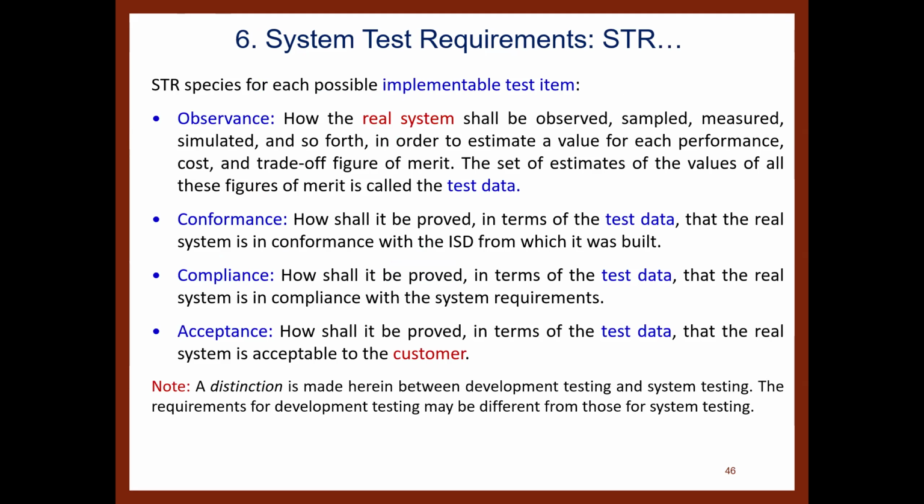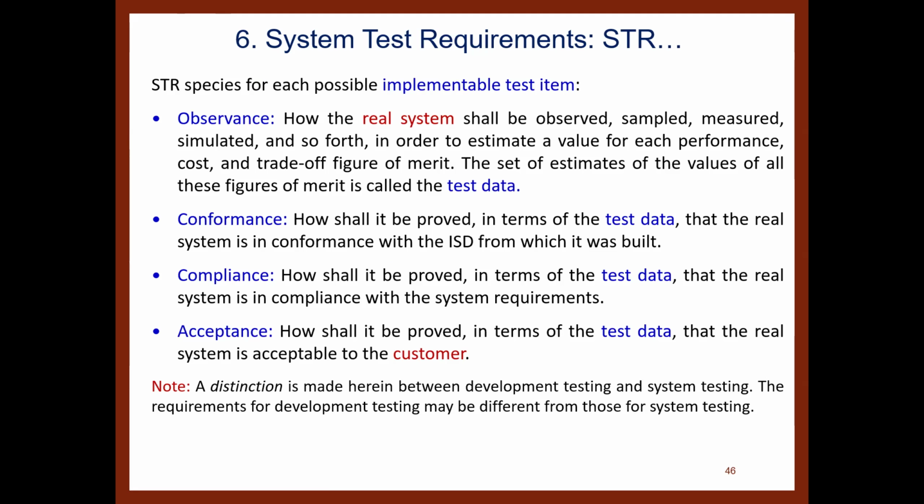So STR, or system test requirements, specify for each possible implementable test item observance, conformance, compliance, and acceptance. So we have 4 areas that we need to check of whether or not this real system is doing what it's supposed to do. So observance: you observe, sample, measure, simulate, and so forth in order to estimate a value for each performance, cost, and trade-off figure of merit. The set of estimates of the values of all these figures of merit is called the test data.